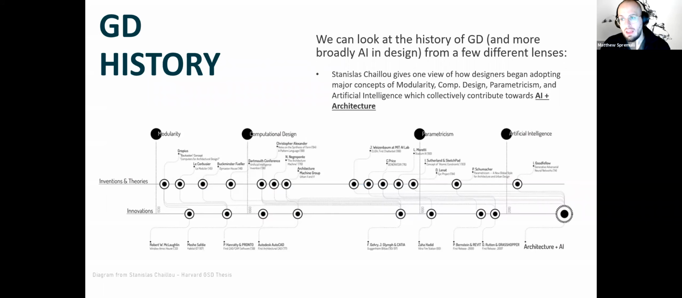Another way to look at this topic is to look at it from a mixture of history and theory and different movements that have contributed to this period we're in now, stretching all the way back to Walter Gropius and Le Corbusier, Buckminster Fuller with modularity concepts, stretching into parametricism and all the things that feed into what we now call architecture and AI.